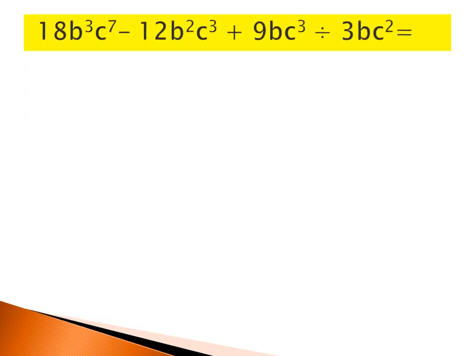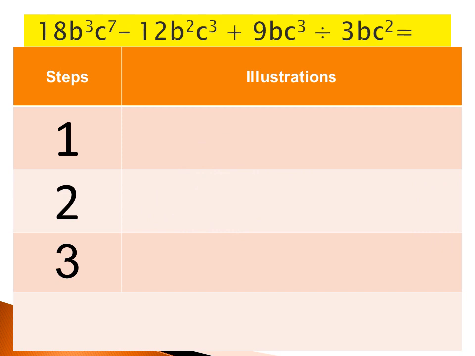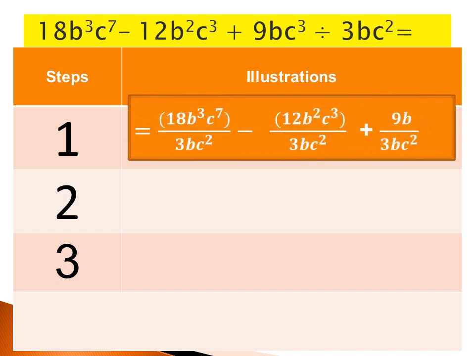Another given: if we have 18b raised to 3 c raised to 7 minus 12b raised to 2 c raised to 3 plus 9bc raised to 3 divided by 3bc raised to 2, what will be the quotient of this problem? Using the steps a while ago, we need to follow them in order to solve this. First, we write the expression as separate monomials: 18b raised to 3 c raised to 7 divided by 3bc raised to 2, minus 12b squared c raised to 3 divided by 3bc raised to 2, plus 9bc raised to 3 divided by 3bc raised to 2.